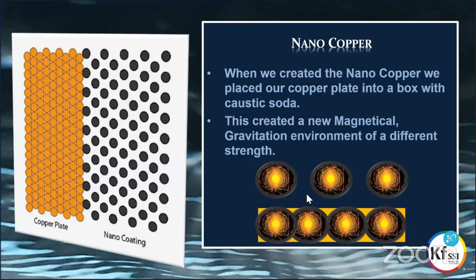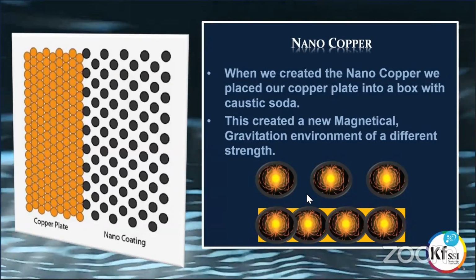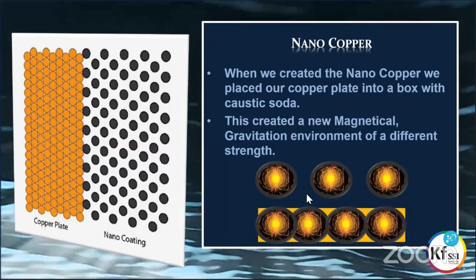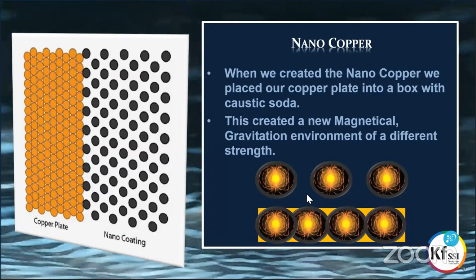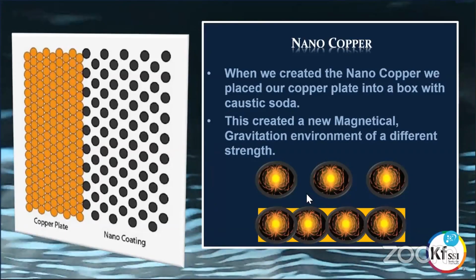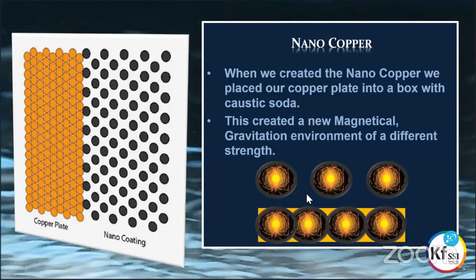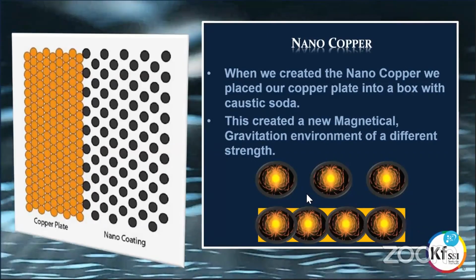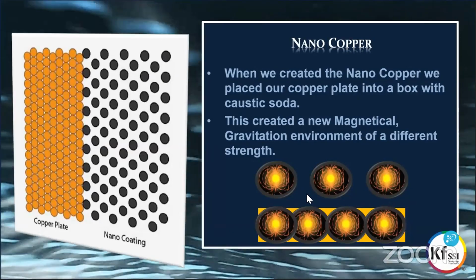So, it's not just as simple. We have to understand why we're putting it into the caustic. It's not just caustic for the sake of caustic. That caustic is creating a certain environment, a certain field strength that allows these atoms to find new positioning. It's that caustic environment with the heat which allows us to do that. So we've created a totally new environment in that of sort of the Earth all around us.